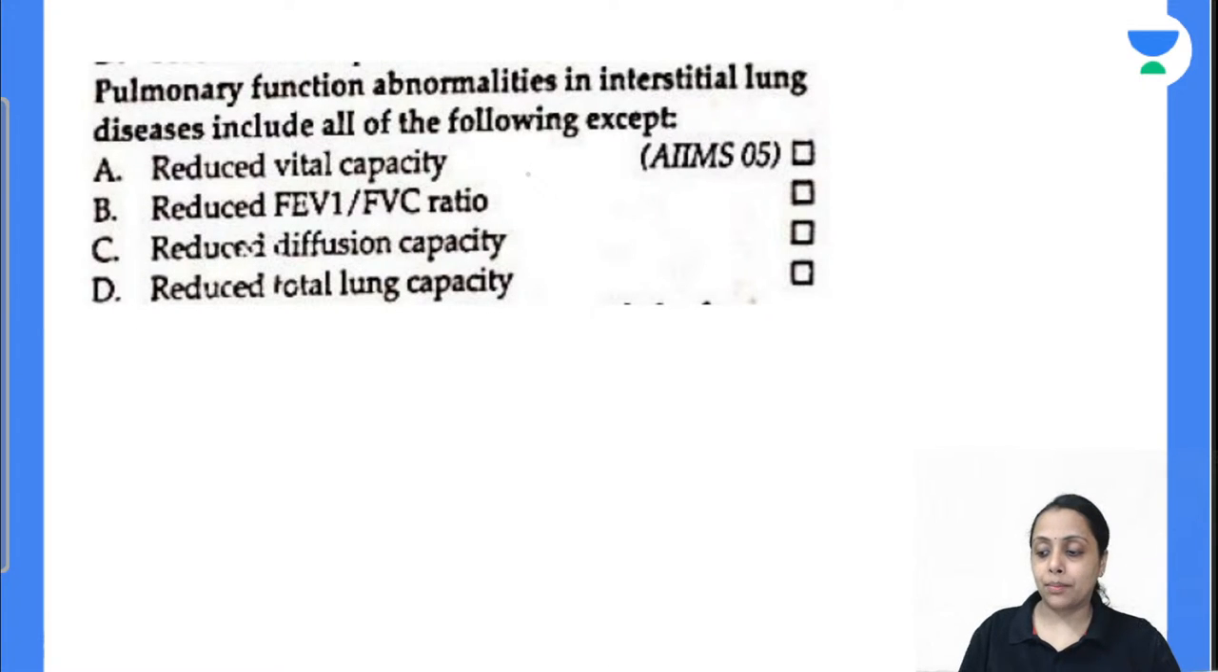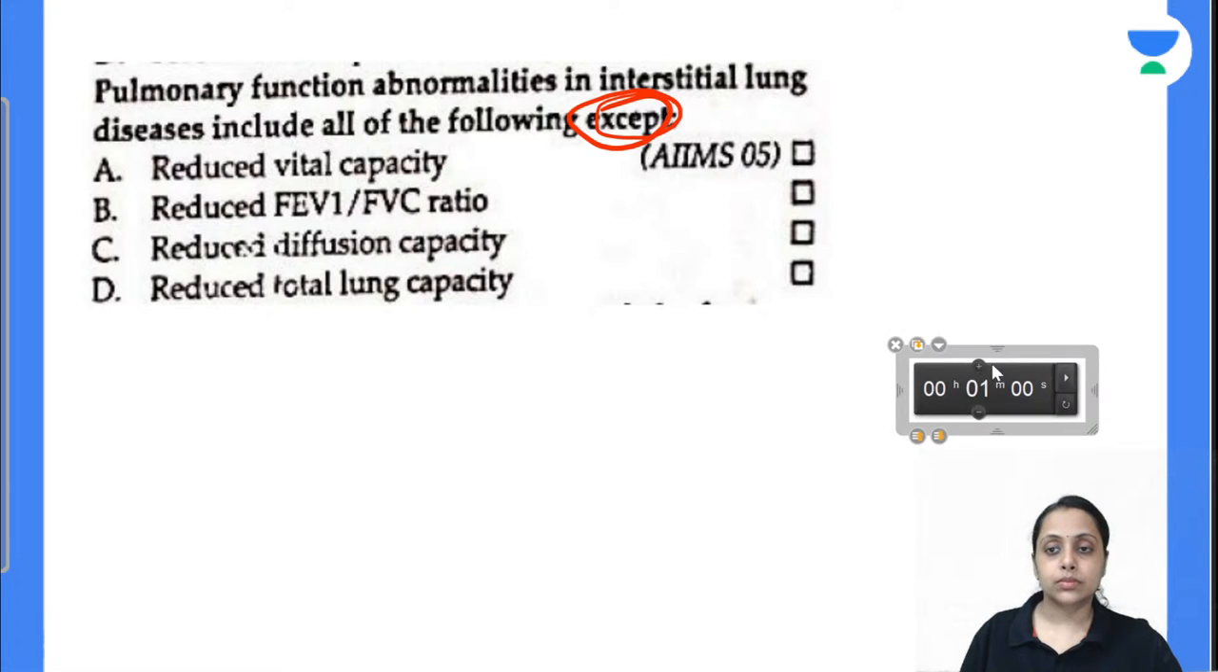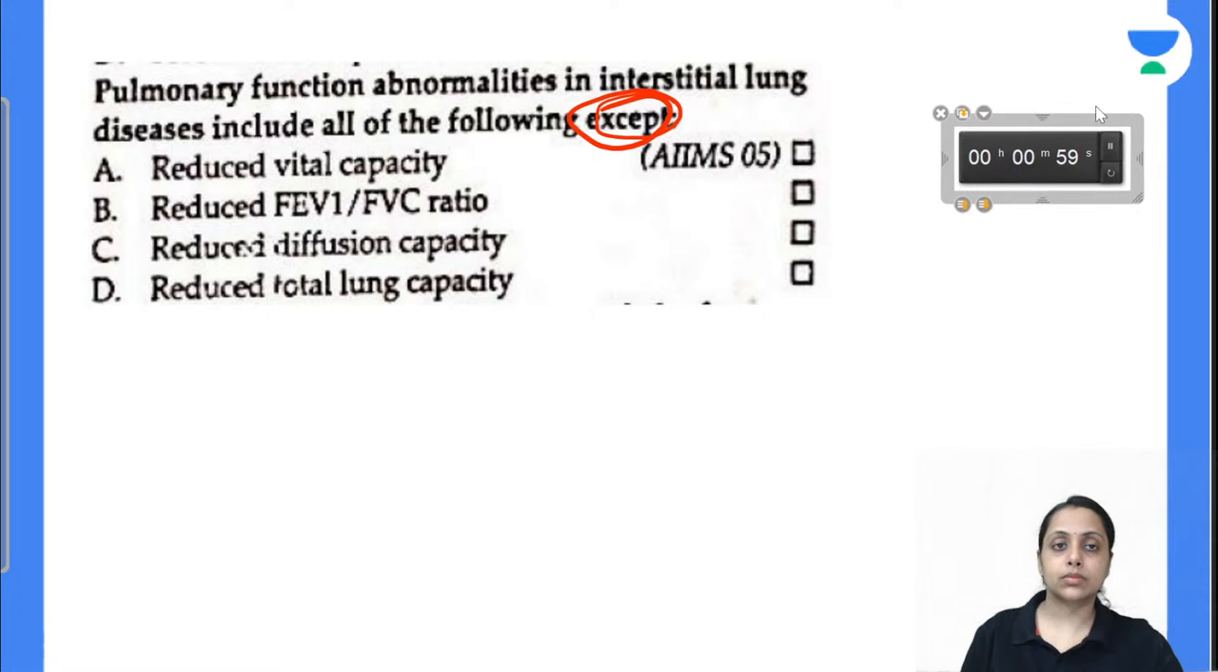Pulmonary function abnormalities in interstitial lung disease include all of the following except: reduced vital capacity, reduced Tiffeneau index, reduced diffusion capacity, reduced total lung capacity.